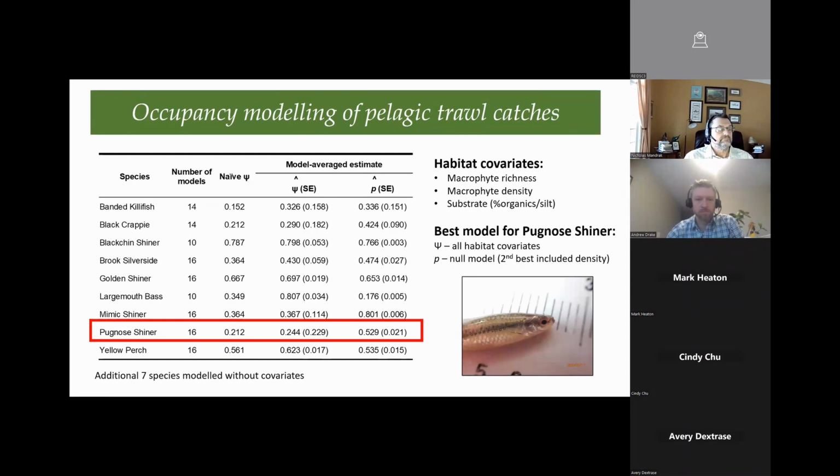So here's a summary of some results that Al worked up.